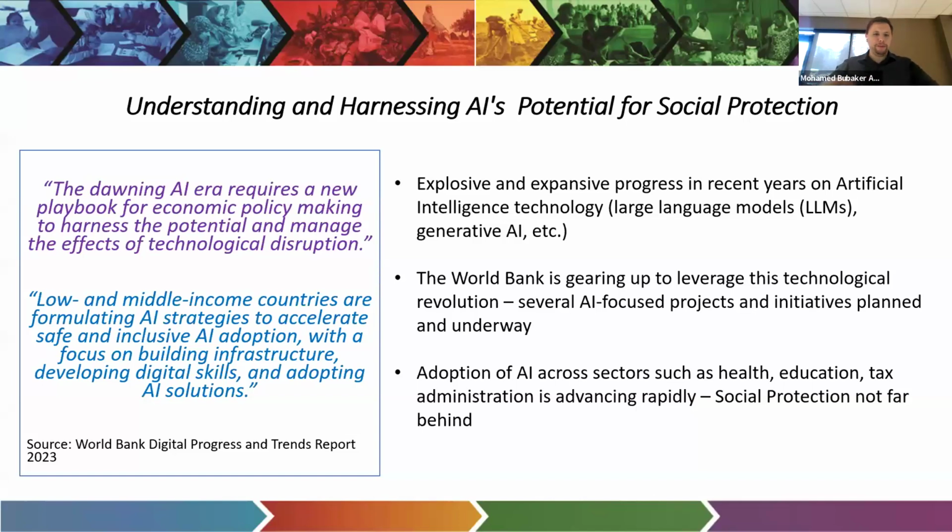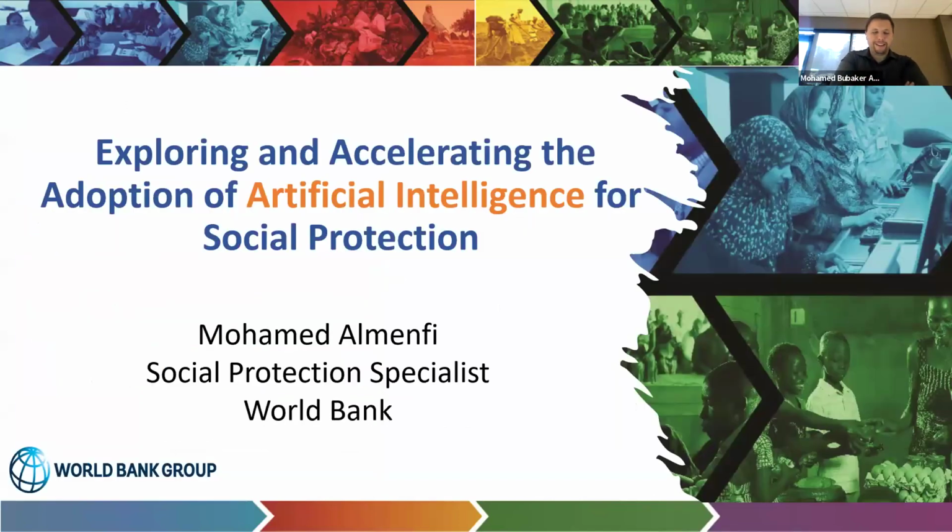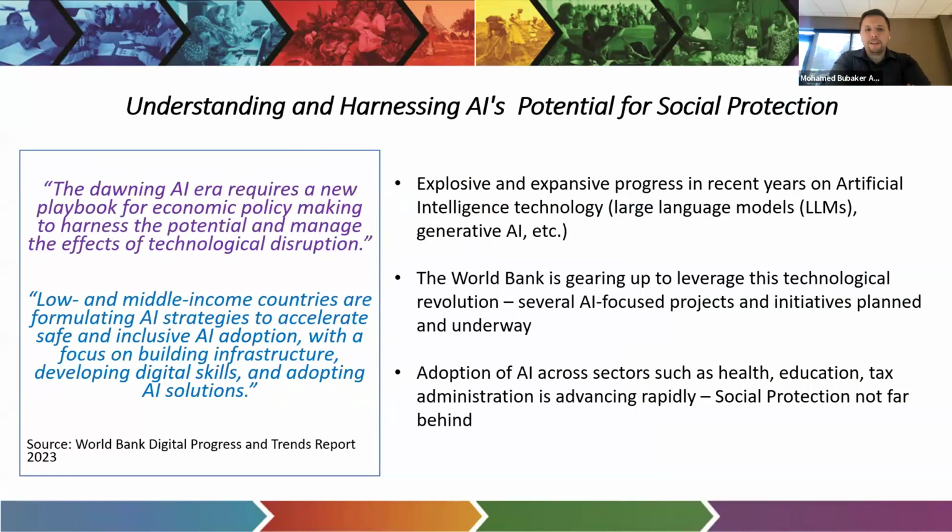Hi, everyone. This is Mohamed Almenfi, Social Protection Specialist at the World Bank, and thanks again for the invitation. I think this is a great follow-up after the Bangkok event, and it's a pleasure to walk you through what AI means for social protection and where we stand. First, understanding and harnessing AI has great potential for social protection. As Ozzeir mentioned, we see explosive and expansive progress in AI technology recently, from large language models to generative AI, etc.